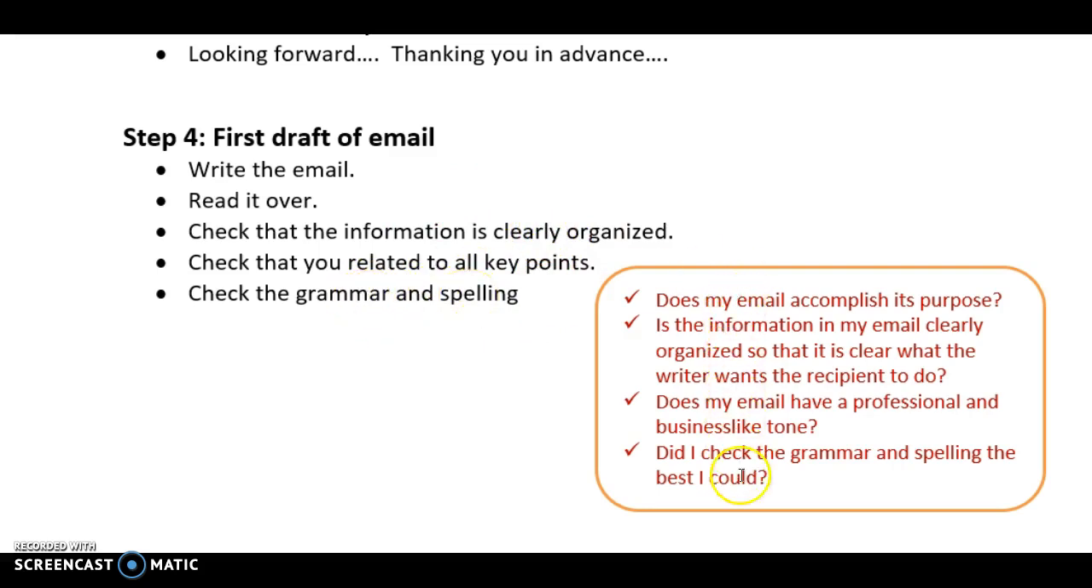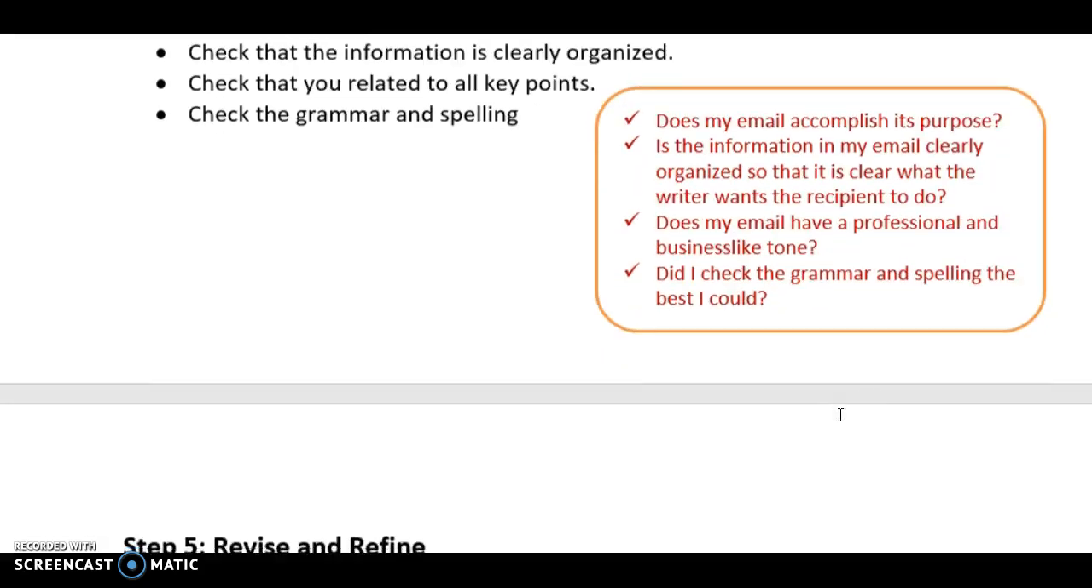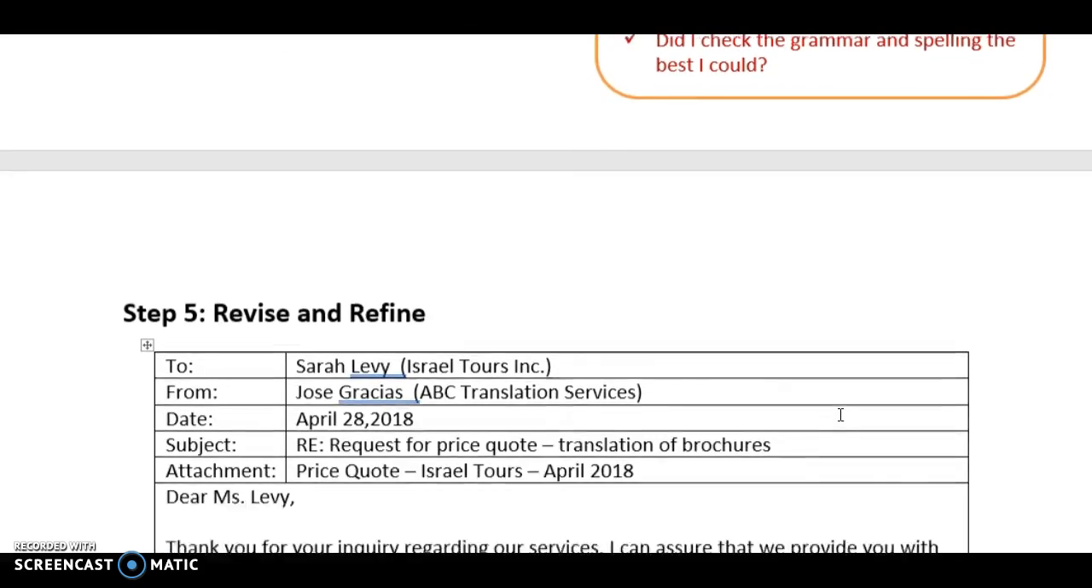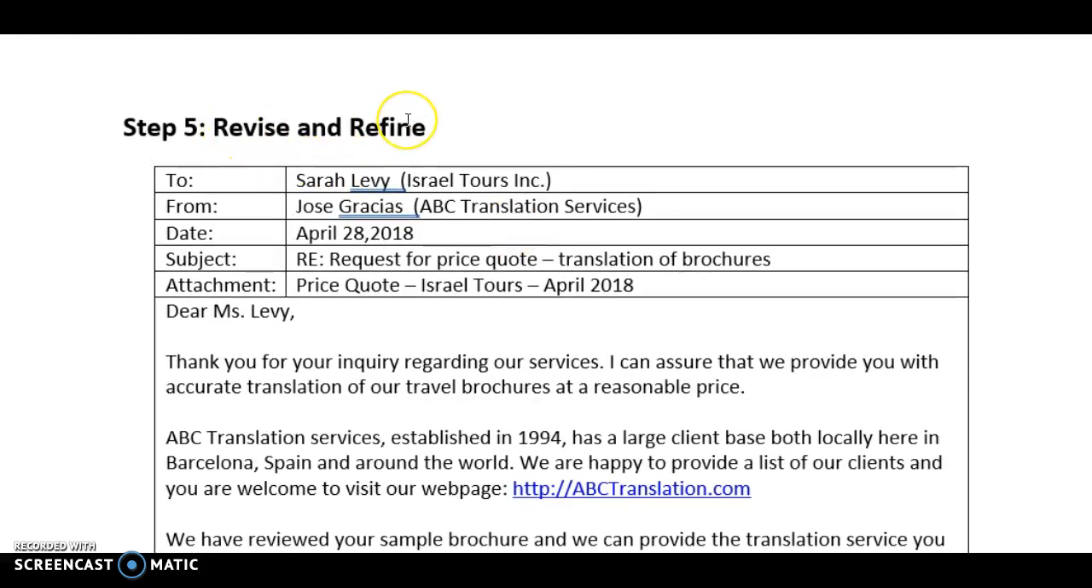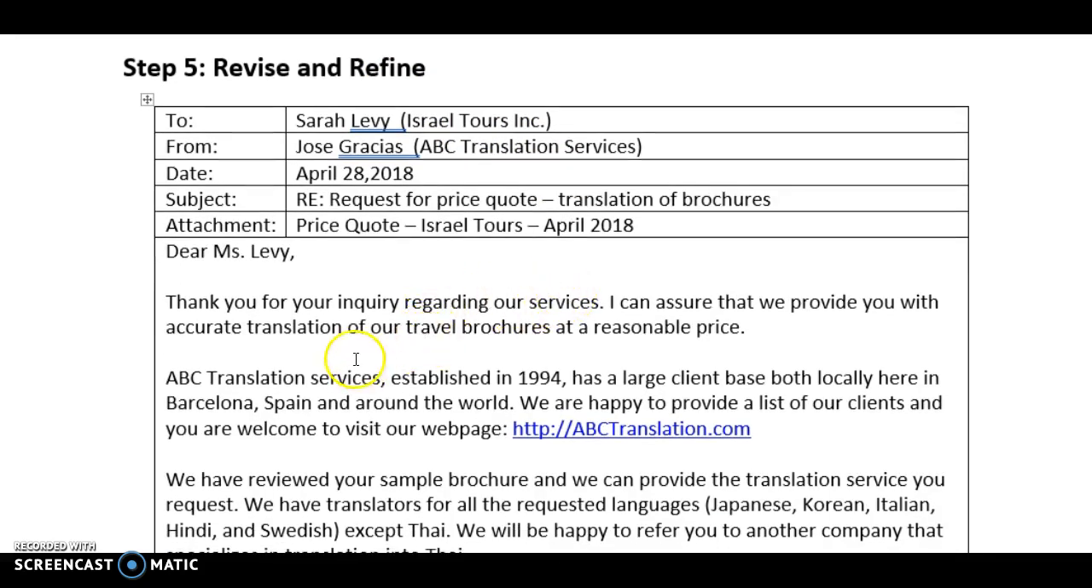And this is a kind of checklist, the list we use all the time. Does it accomplish its purpose? Is it organized? Does it have a professional and business-like tone? And of course, did I do my best to check the grammar and spelling? And now, after we've done this, we revise and refine. We go back and give it another little work, fix this word, and check to see that everything is here. And now we have our email.